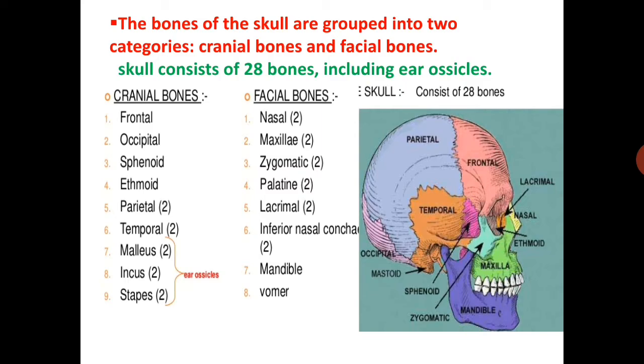Whereas the facial bones are 14 in number. Nasal bones, maxillary bones, zygomatic bones, palatine bones and lacrimal bones are 2 in number each. Inferior nasal concha, 2 in number. Mandible and vomer are 1 each. These bones develop from the second and third branchial arches, also known as pharyngeal arches. From the pharyngeal arches, all the derivatives of the head and neck develop.